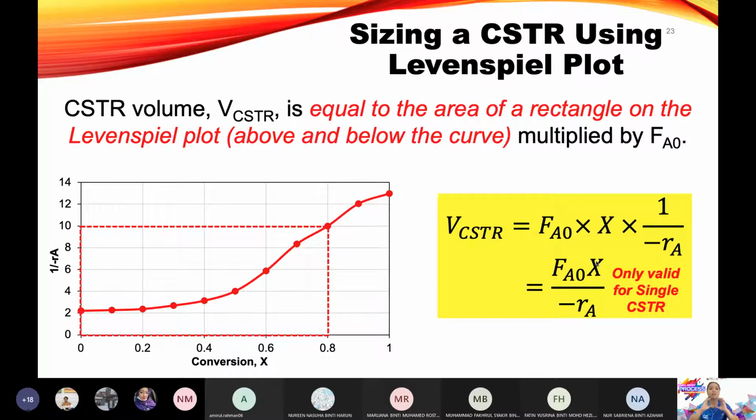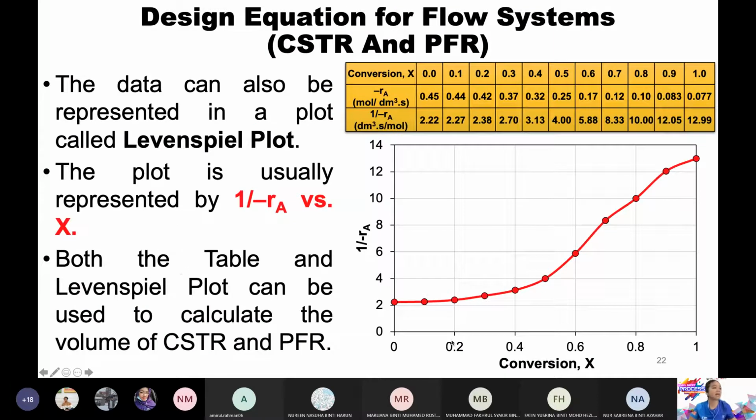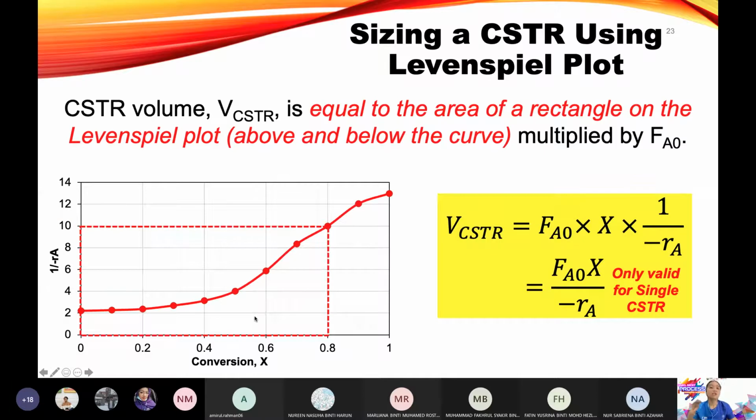Okay, so imagine now you have the table, then you convert into X versus 1 per minus RA and you plot the graph. Kalau kamu plot graph Levenspiel, I come back to the next previous slide. Plot dia akan very standard, because dia 1 per minus RA kan, so plot dia akan sentiasa naik. So the plot will go up in tandem with the conversion. Sebab dia 1 per minus RA, kamu kena ingat, kalau dia minus RA dia akan menurun, tapi 1 per minus RA dia akan basically macam menaik. So your plot will have an increase of 1 per minus RA with conversion. So from this plot, we can actually use to imagine the volume of the CSTR.